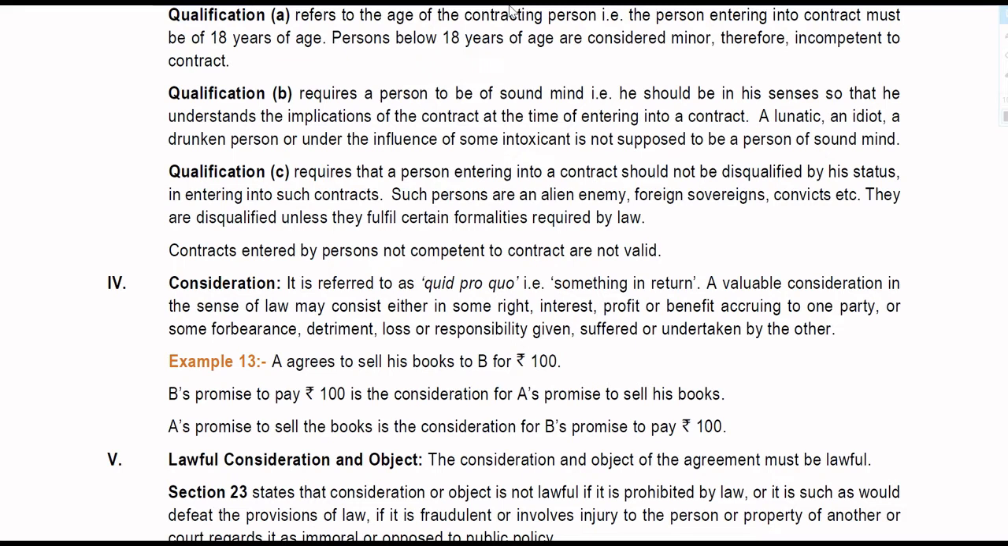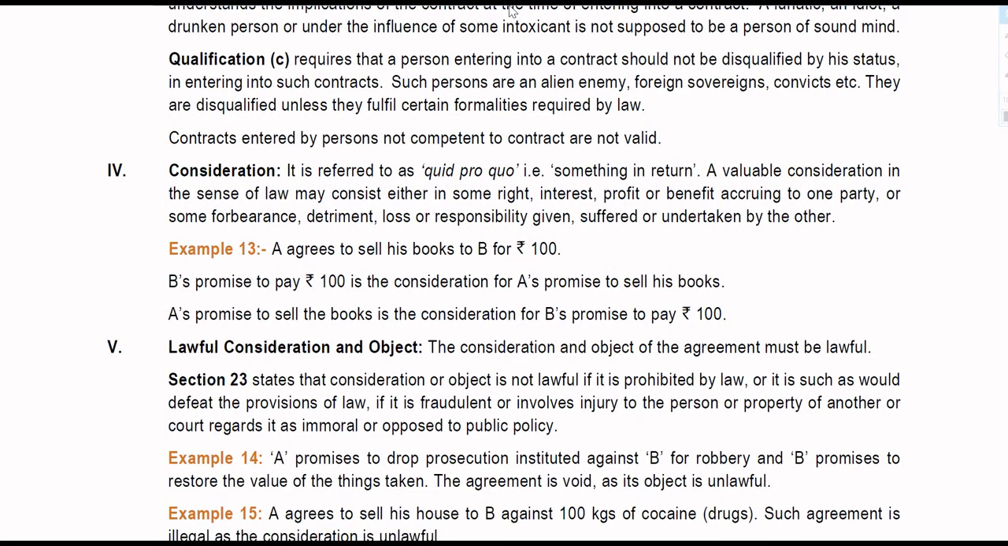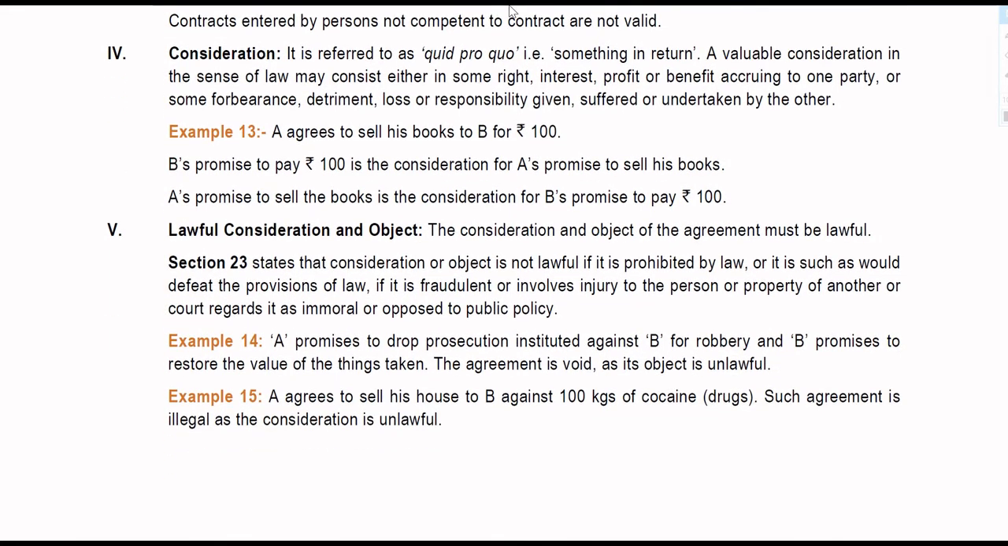Here there are two parties, A and B. A wants to sell his book to B, and B will pay for that book. B getting the book from A is the consideration for B, and B paying for the book to A, and A getting the money from B, is the consideration for A. Lawful consideration and object: the consideration and object of an agreement must be lawful.